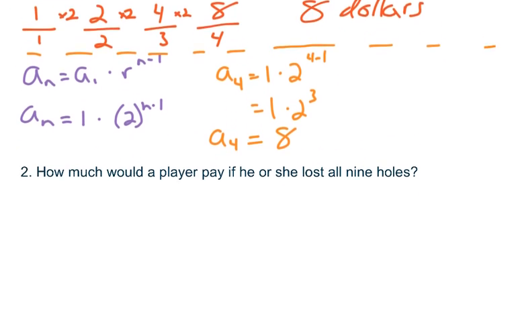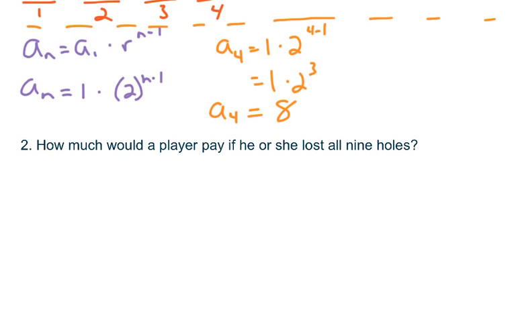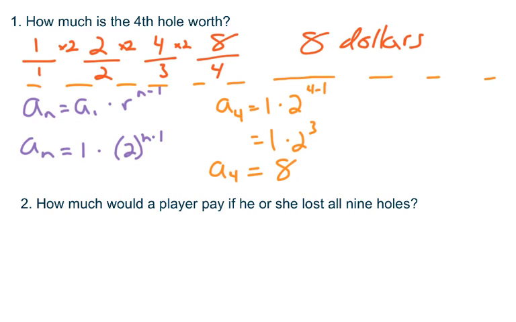answer. Question number 2, how much would a player pay if he or she lost all 9 holes? So what it's really asking for is the sum of all 9 holes. So if we were to list out every hole from 1 through 9, what would the whole total be worth if we were to lose every hole?